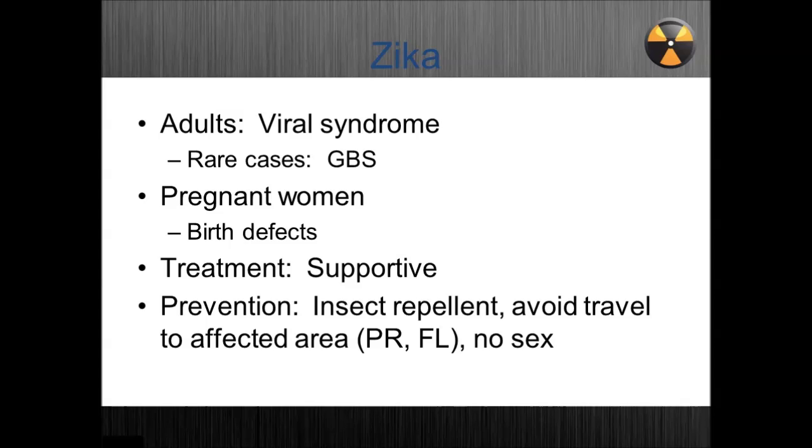So the key here is to prevent it. Don't go to places where this virus is. The big places in the United States are Puerto Rico and Florida. Okay? But I'm going to burst your bubble in a minute and show you where else it is. And if you're in that area, or with somebody that's potentially been exposed, you don't want to have intercourse because you can pass it that way, and try to use insect repellent, because most of the time it's by mosquitoes.